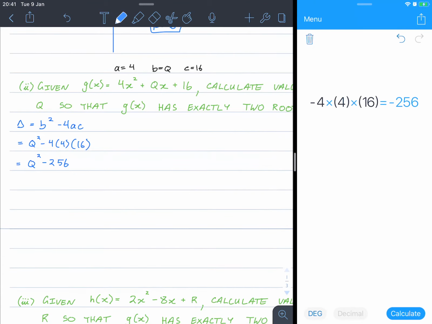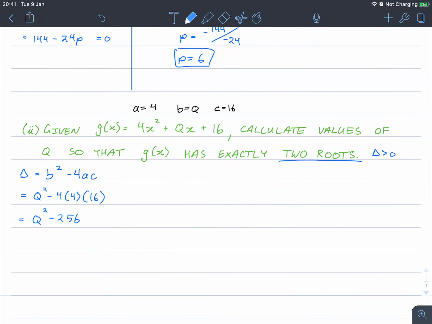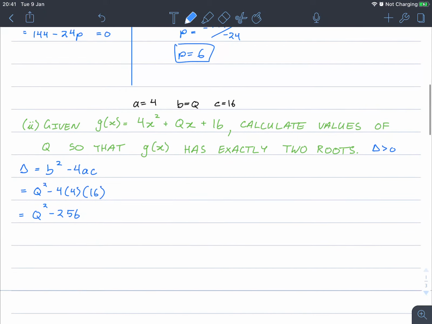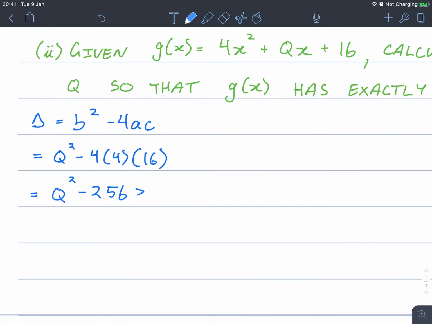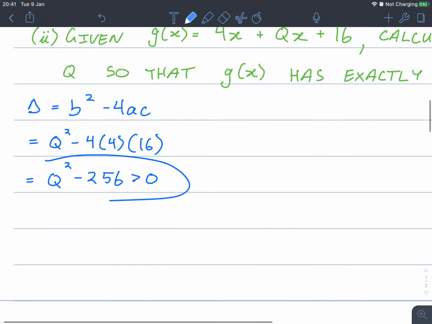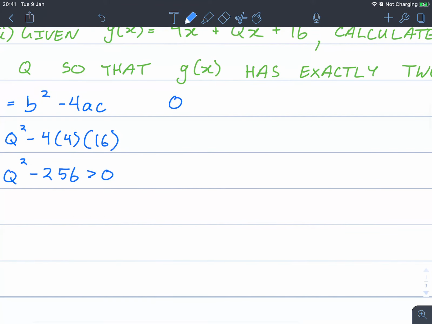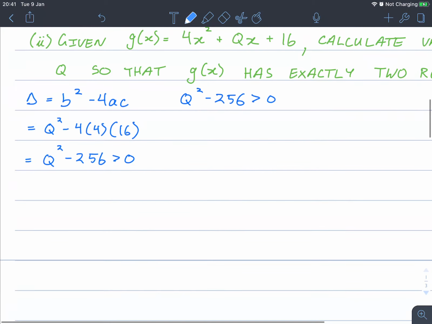This will give us q squared minus 256. And now, from the beginning of the question, we need the property of two roots. So we're going to let delta be greater than 0. So this is the new question that we need to solve. Q squared minus 256 is greater than 0. Adding 256 to both sides, q squared is greater than 256.